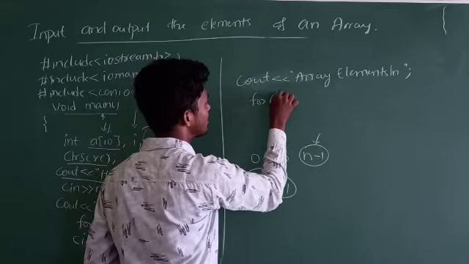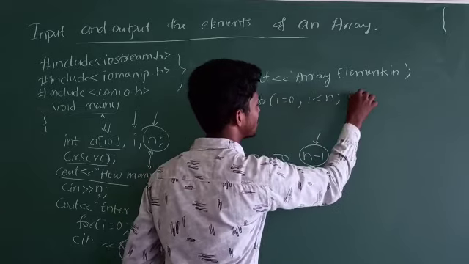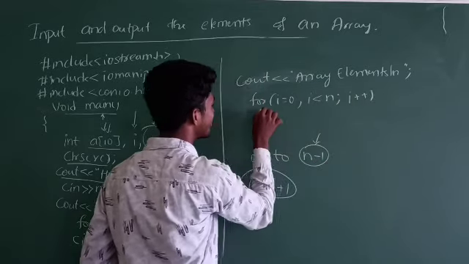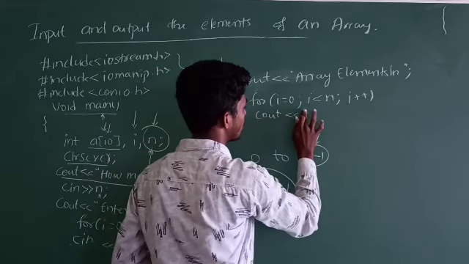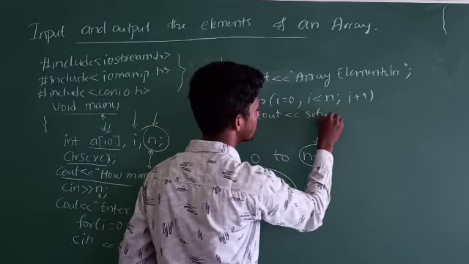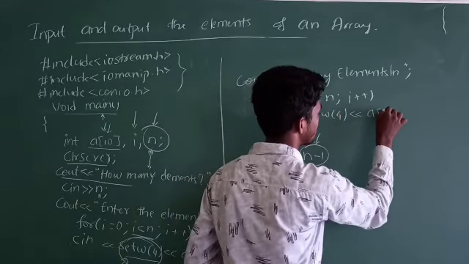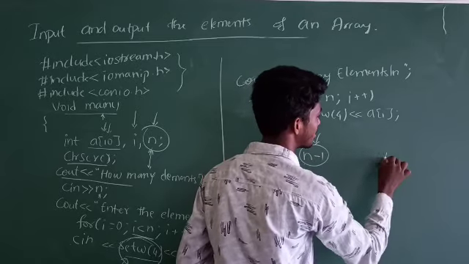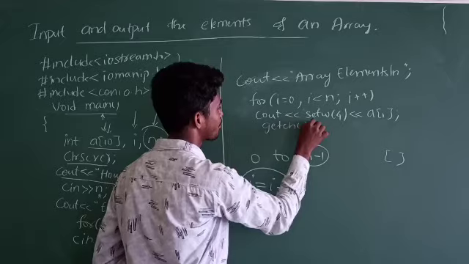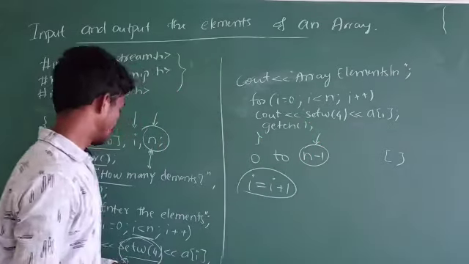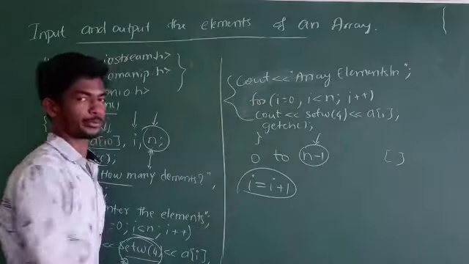Again for loop, i is equal to 0, same loop, i is less than n, i plus plus. Now you have to write a cout here. cout means it will display setw for a[i]. The array subscript should be in these brackets. Then getch function and the program ends. This code is for input and this code is for output.